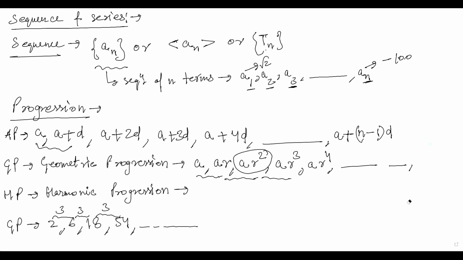Okay, a plus n minus 1 into d, right? This was the nth term of AP. So just tell me the nth term of GP. Anyone? Not Aram and Aisha. Sir, A plus n minus 1 into r. Oh, yeah. A plus, first let Tharif. Sir, is it A into n minus 1 r?